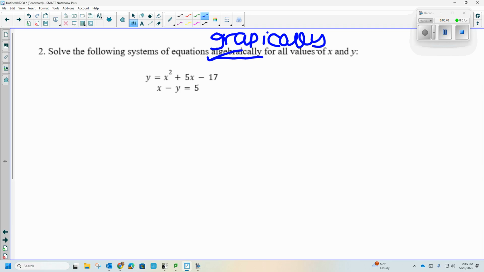When you solve a system graphically, you have to find where do the graphs intersect? Where do they touch? Okay, so we notice our first equation's ready to go. It's already in y equals form. But our second one, it doesn't have y by itself.